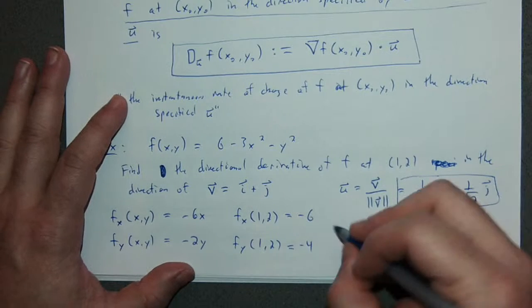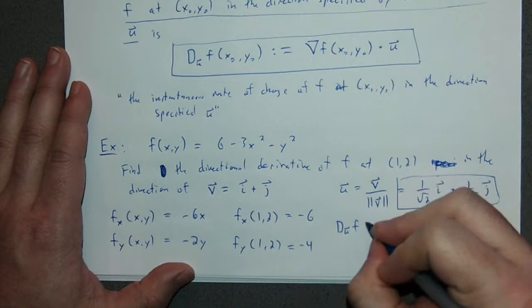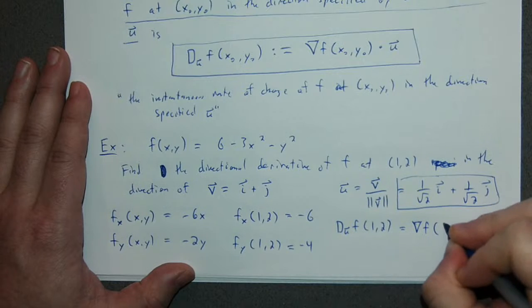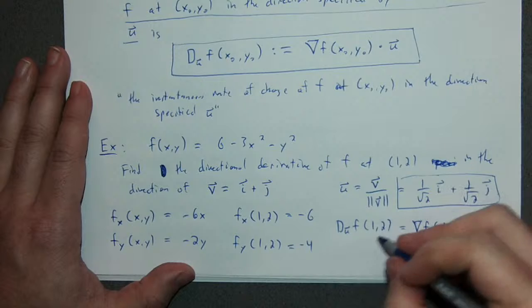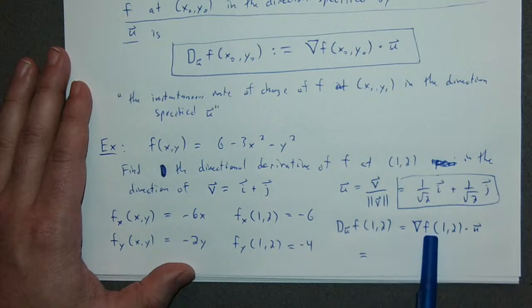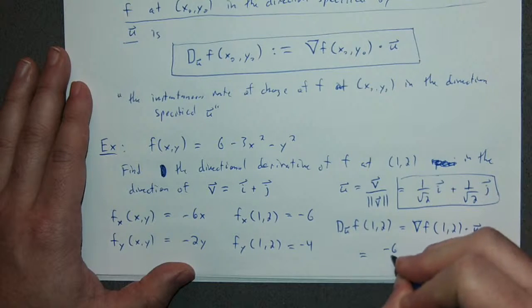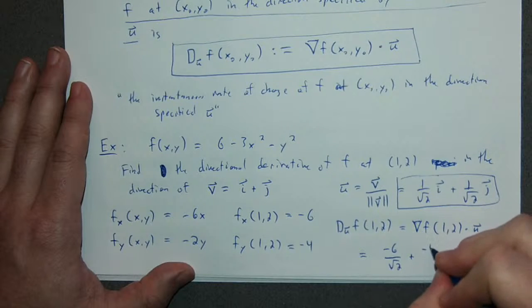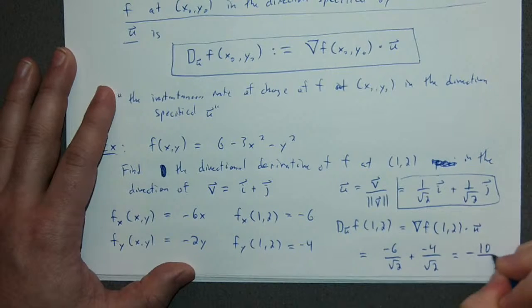And so what is D sub u of f at (1, 2)? This is the gradient of f at (1, 2) dotted with u. The gradient of f at (1, 2) has first component minus 6, second component minus 4. Here's u. So this is minus 6 over root 2 plus minus 4 over root 2. And so this is minus 10 over root 2.